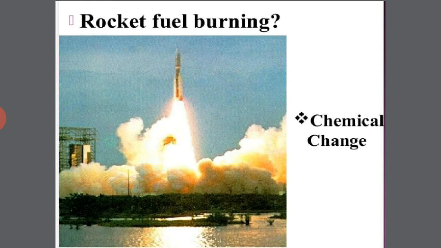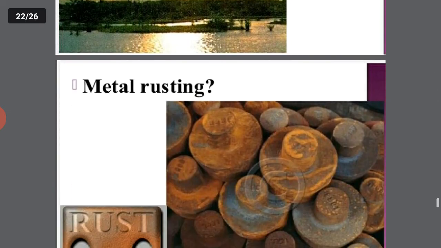Rocket fuel burning. When the fuel is burned in a rocket, it will move upward as a result, and it's a kind of chemical change. You can see a lot of smoke as well as lightning over there, and the temperature will also be very high when the rocket is placed in space.